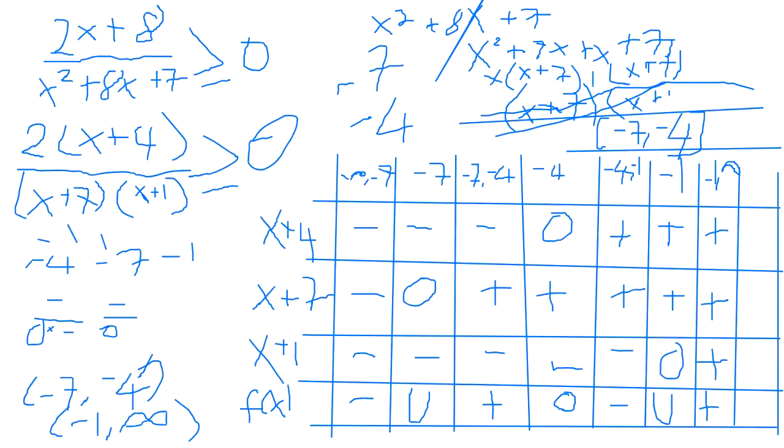Then negative 1 is given as undefined, so we cannot include negative 1. So negative 1 is still an open bracket to infinity. That's why I'm saying that you need to be careful of your brackets. Exactly. Because the square bracket and the parenthesis, the closed bracket or the open bracket, mean two very different things.